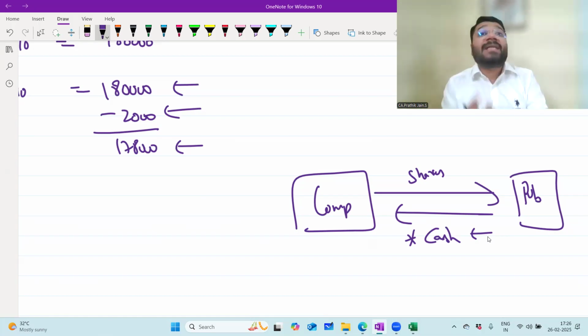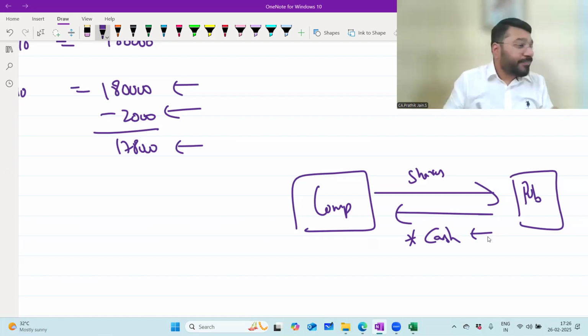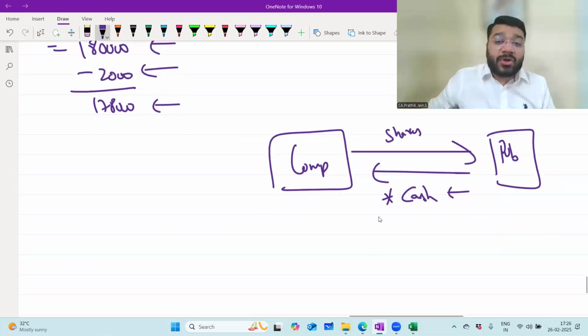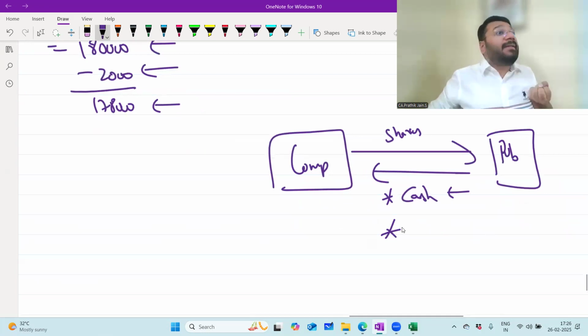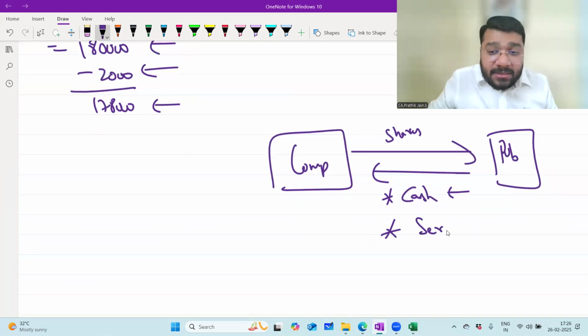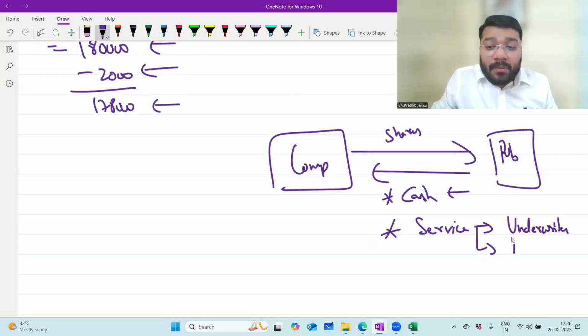So when I'm issuing the shares, normally what do I get? Money, cash. But there are certain exceptional scenarios where you don't get back the cash. What do you get? You get services. Whom do you get services from? Underwriter or promoter or others.